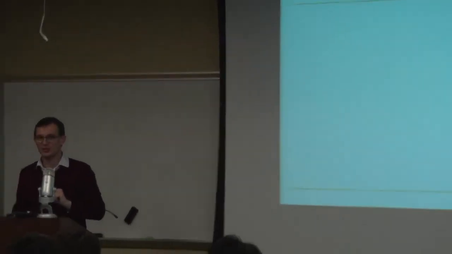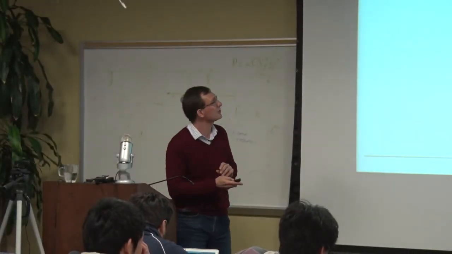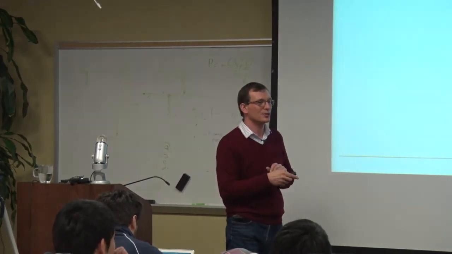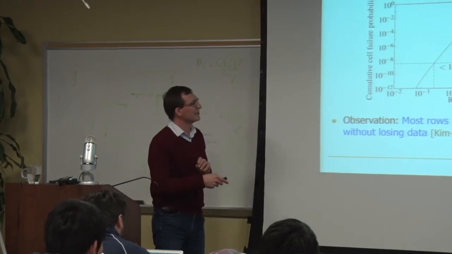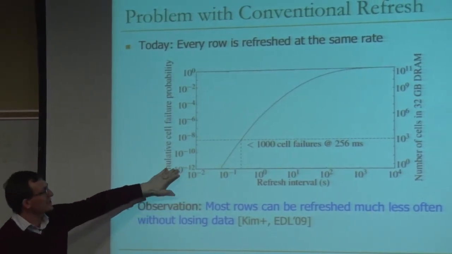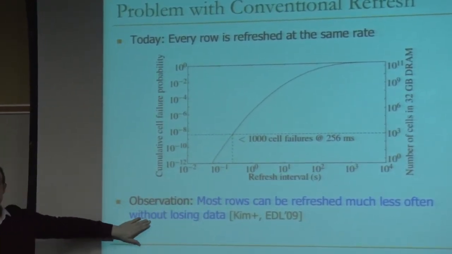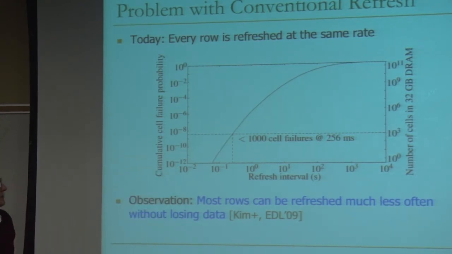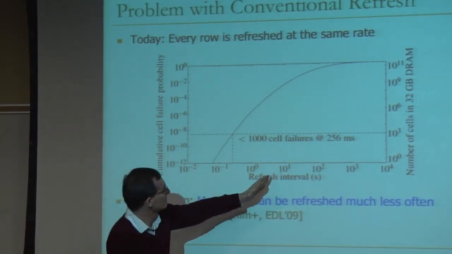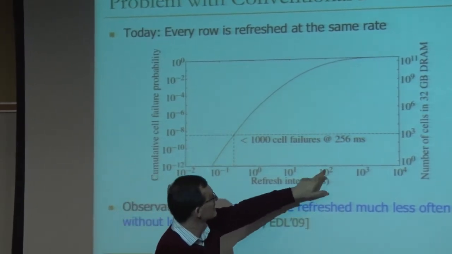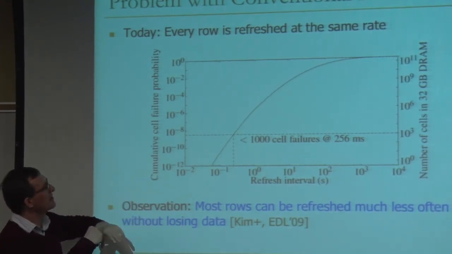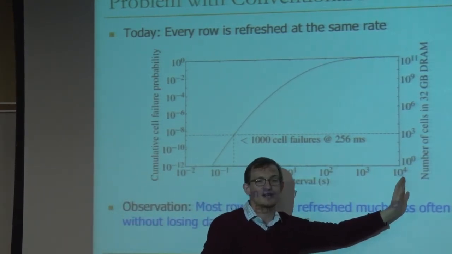And I hope to encourage you to think about this problem, because it's actually a difficult problem to solve in DRAM. Today, every row is refreshed at the same rate. And I think earlier, I told you that that's not the case in DRAM, right? If you look at the distribution of retention times across different rows in DRAM, it looks like this, basically. Most rows can be refreshed much less often without losing data. This is actually data from one of Samsung's chips that was published in Electron Device Letters in 2009. If you change the refresh interval from 64 milliseconds here to 100 seconds over here, the y-axis shows the cumulative cell failure probability. Basically, how many cells have failed as you keep increasing the refresh interval.